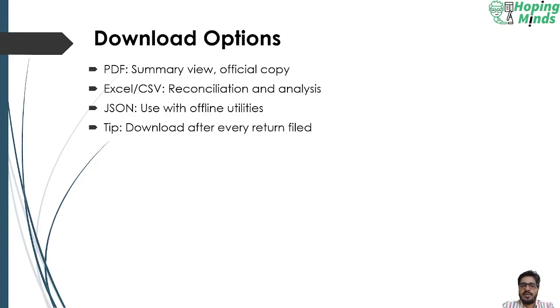Also, we can download the GST returns in JSON file, which is used in the offline tools to access voluminous data. So to download, we have to open the return, click on download, and under the return summary, we have to select the PDF or Excel option. Then for GSTR 1, we have to click on download detailed summary.